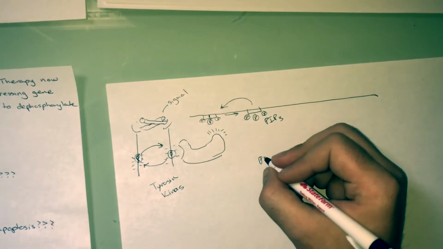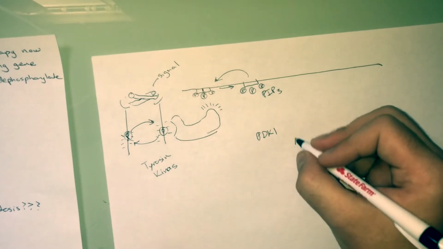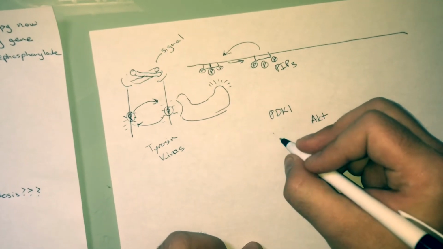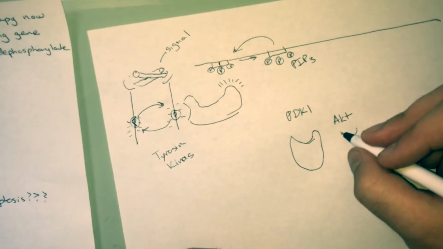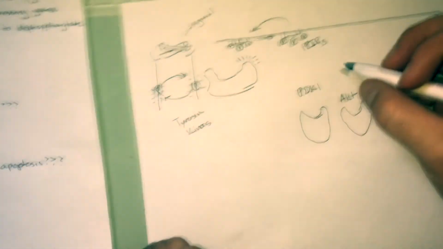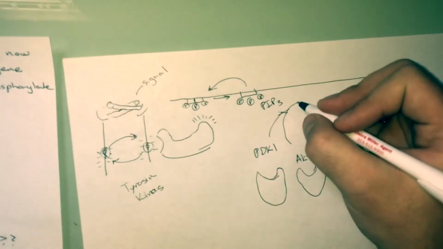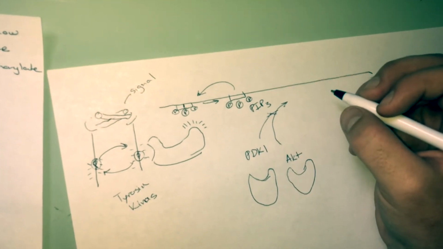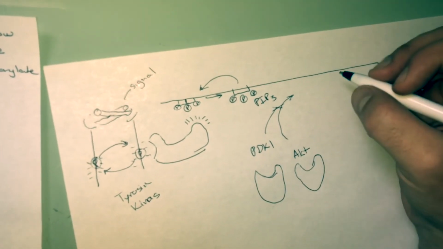This is PDK1 and AKT. Excuse my drawings. I am not Pablo Picasso. So, as these proteins come and bind to the PIP3, this activates both PDK1 and AKT.